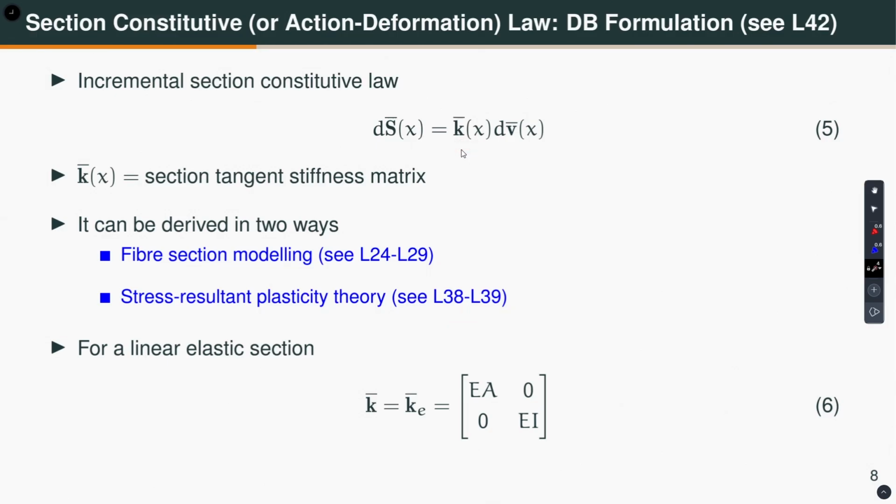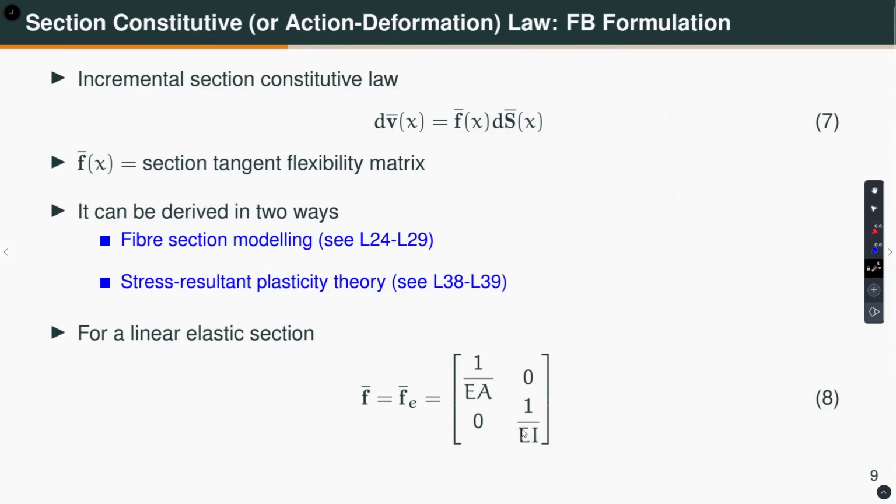Okay. And for a linear elastic section, we also showed that k bar, the section stiffness matrix, which is independent of x for a prismatic member, is, for elastic condition, EA 0, 0 EI. This is what we did for the displacement based or stiffness based formulation, right.